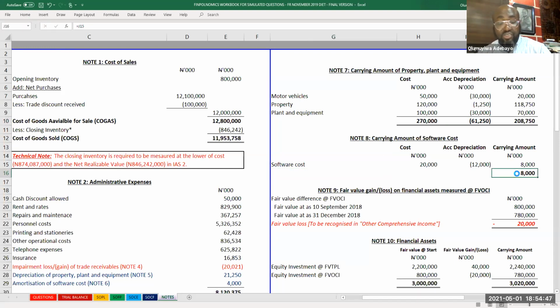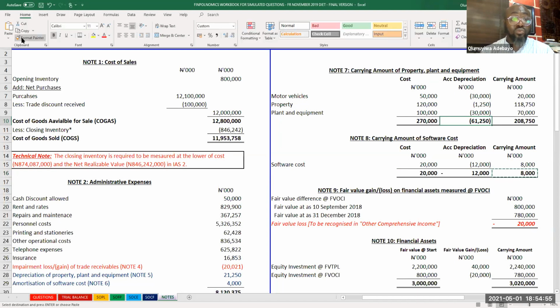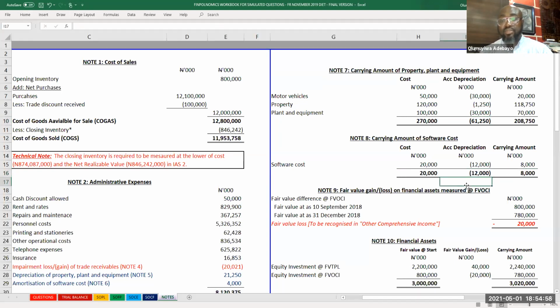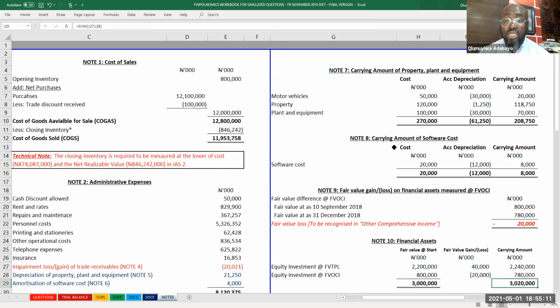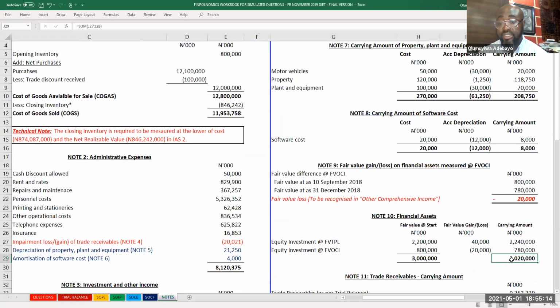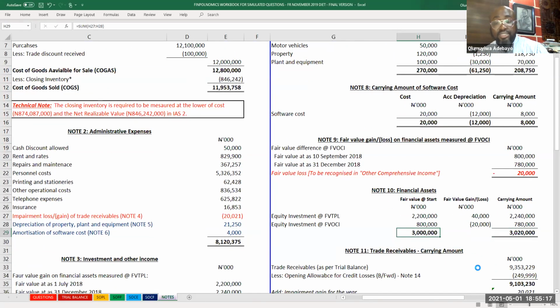Similarly, we do that same thing for our intangible assets. And that's how we obtain our carrying amount of PPE and of intangible software costs. And that is that in our balance sheet, the two. Financial asset, if you remember note 10, where we have the underlisted, after looking at the gain or loss from the financial assets. And that is what we have there.